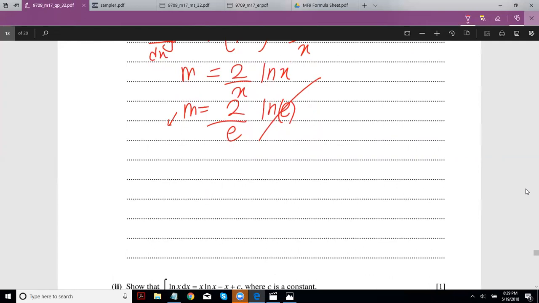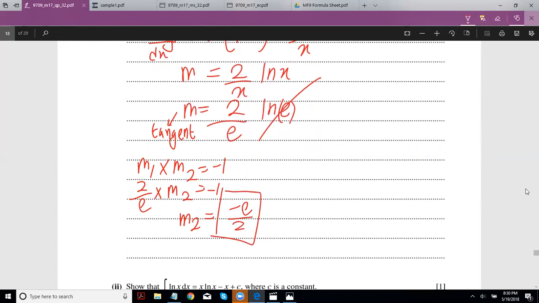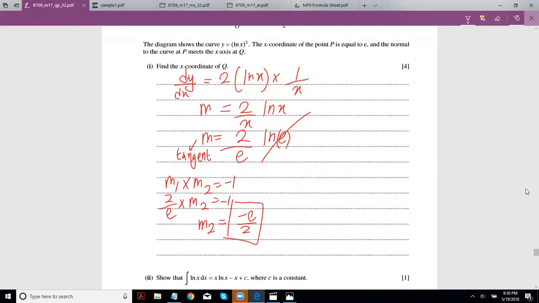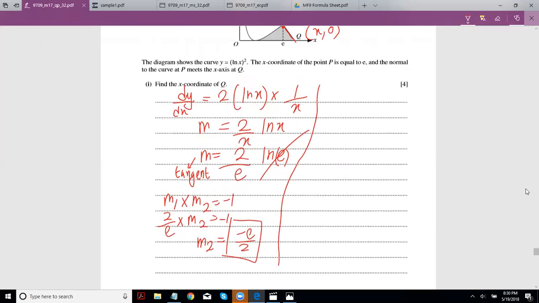This is the gradient, remember, for the tangent. For the normal, for perpendicular lines, you have m1 into m2 is equal to minus 1. m1 is 2 upon e, into m2 is equal to minus 1. So m2, which is the gradient of the normal, would be minus e over 2. So it's kind of like looking at the negative reciprocal. You can think of it like that, right?